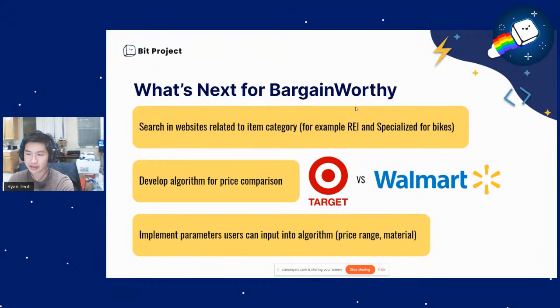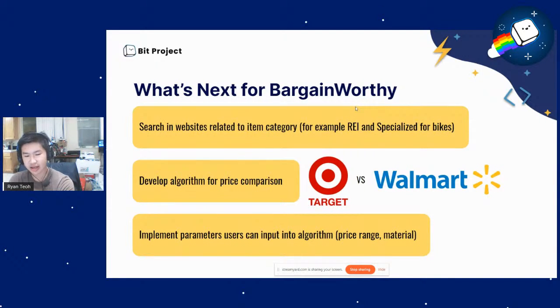Instead of just Amazon, because Amazon does have a lot of products, but it won't have everything, and not necessarily all the best deals. I'd also like to develop an algorithm for price comparison where you can look between websites and see which website offers the best overall prices on products you're interested in.